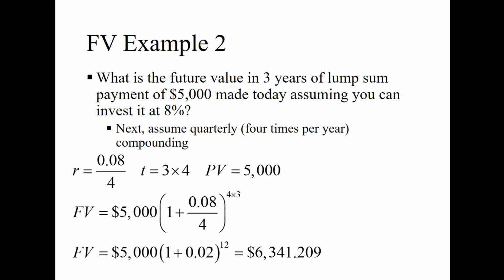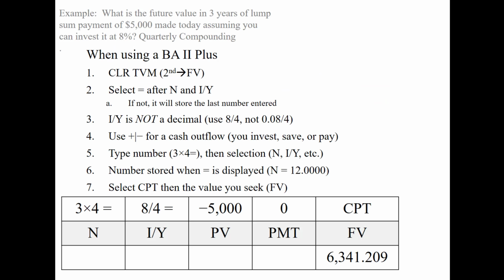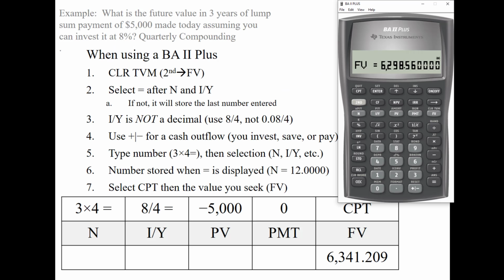And now we're going to assume the same inputs except for one adjustment, and that's going to be quarterly compounding. So here you'll see the formula inputs. And now we'll move on to the calculator method. Our N, or our number of time periods, is going to be 3 times 4, and then we need to make sure we hit equals before selecting N.